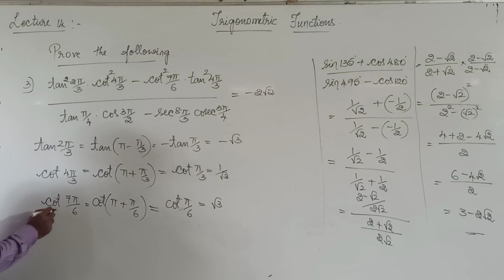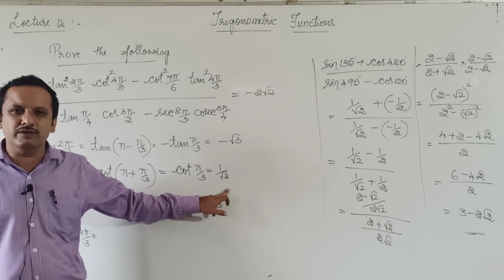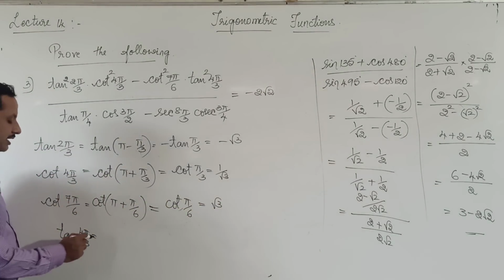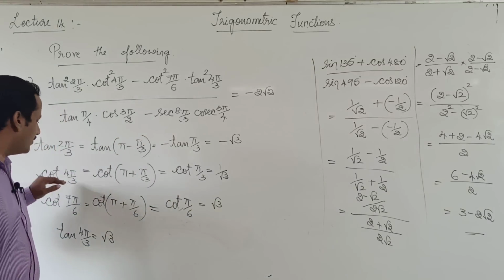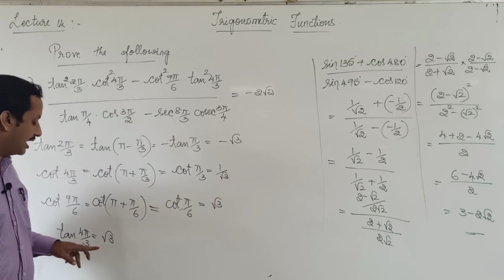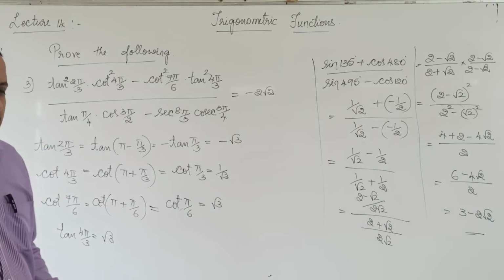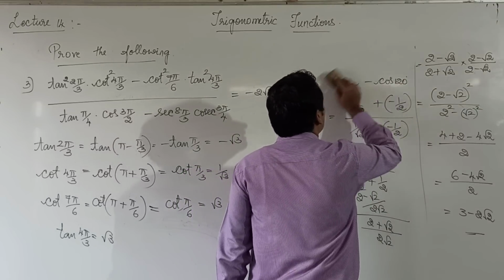Then tan 4 pi by 3, did we find that? No. See here, we have obtained cot 4 pi by 3 as 1 by root 3. Now I want tan 4 pi by 3, which is the reciprocal of this. Cot 4 pi by 3 is equal to 1 by root 3, therefore tan 4 pi by 3 is equal to root 3. Okay. Then numerator values we found. Let us obtain the values of the denominator.